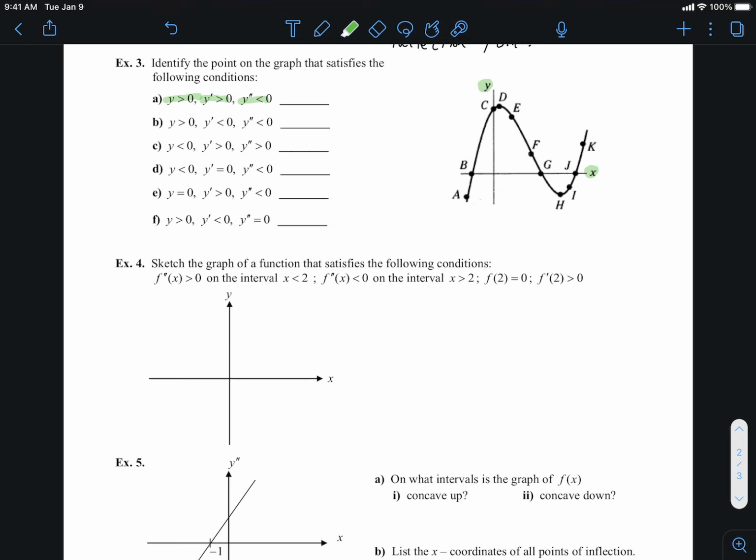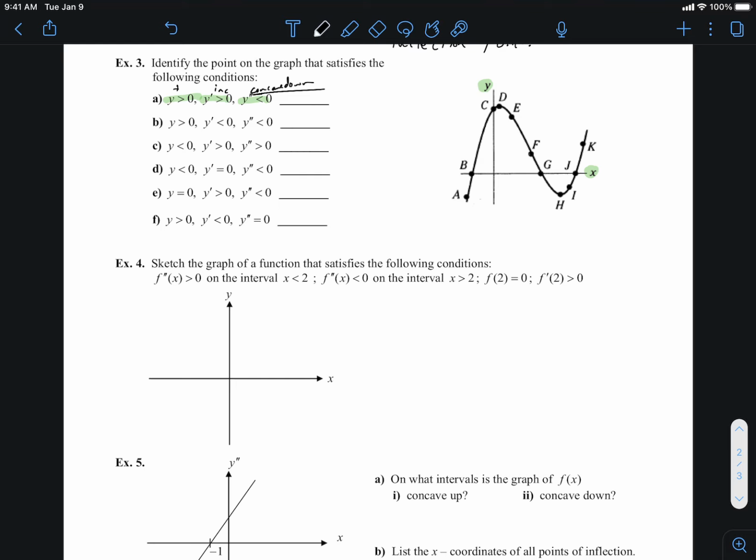So in other words, where is the area positive, the slope increasing, and when it is concave down? Okay, these are the 3 things you're looking for. Okay, so the area, which point would be concave down, have a positive slope, and basically be in the positive portion of the graph.